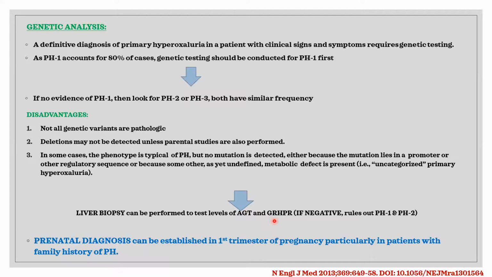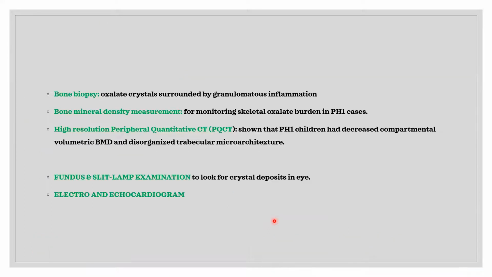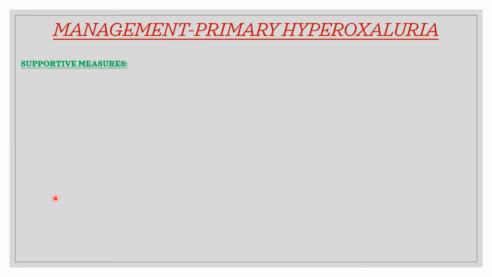Prenatal diagnosis can be established in the first trimester of pregnancy, particularly in patients with family history of primary hyperoxaluria. Other investigations could be bone biopsy, where we can see oxalate crystal deposition surrounded by granulomatous inflammation, bone mineral density measurement, and high resolution peripheral quantitative CT, where we can see decreased compartmental bone mineral density volume and disorganized trabecular microarchitecture. For eyes, we can go for a fundus and slit lamp examination. If cardiac involvement, we can go for an ECG and echocardiogram.